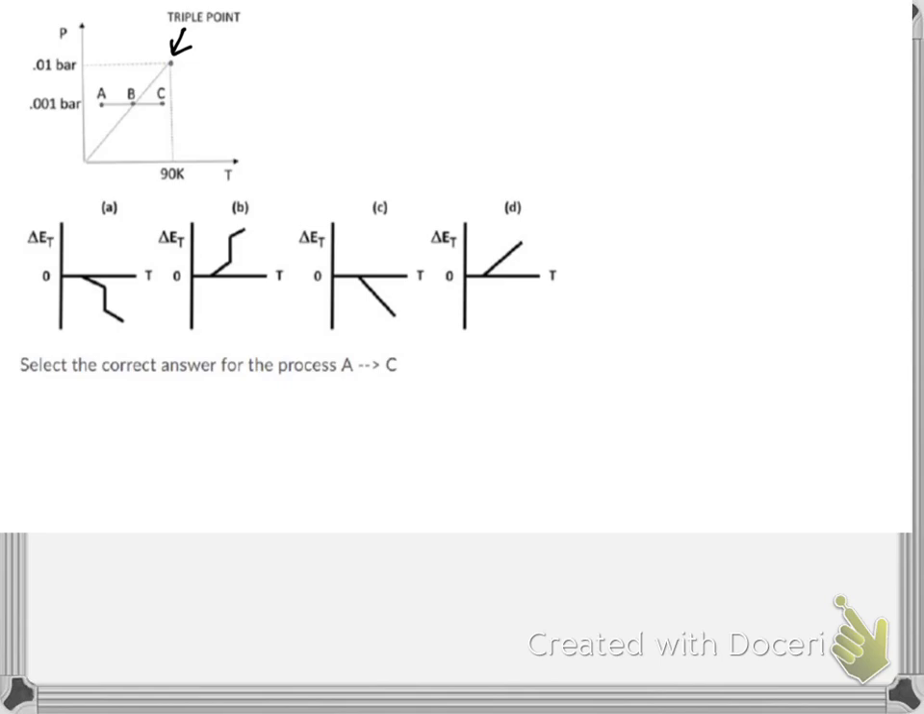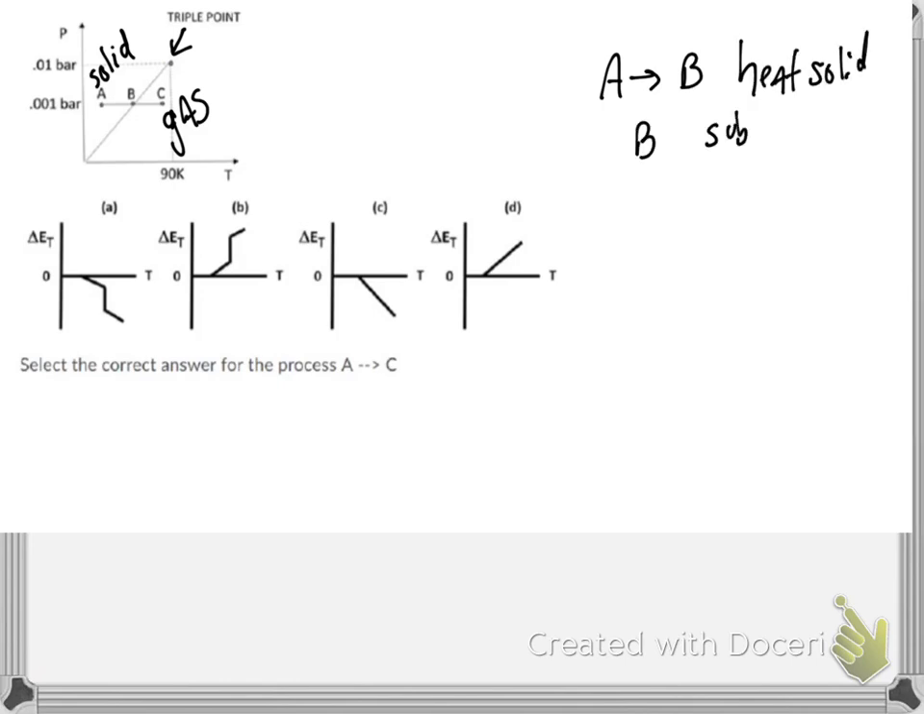Okay, so we're at the triple point, meaning that the solid line below here must be the solid-gas interface. So if we're going from A to B, we are heating solid. At B, we are subliming, meaning solid to gas. And then B to C, we are heating the gas. You want to make sure that you can identify these 3 individual processes, because this will help you identify the correct drawing to pick in terms of the change in energy with temperature.